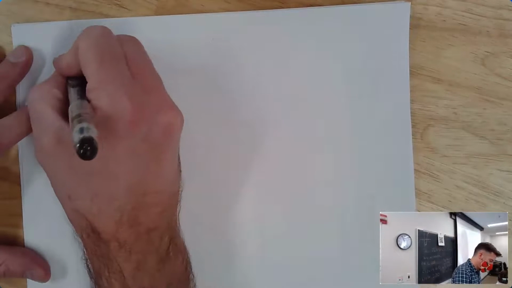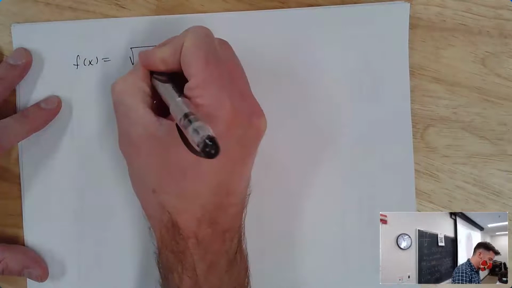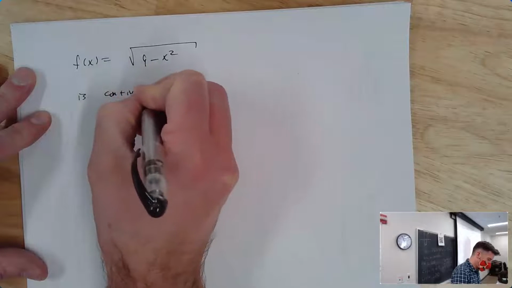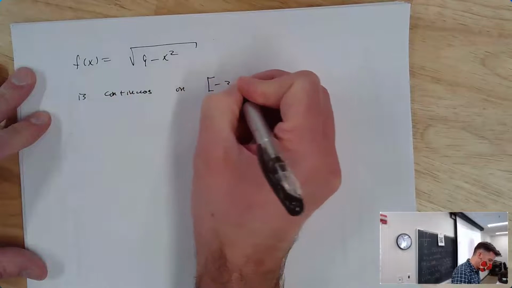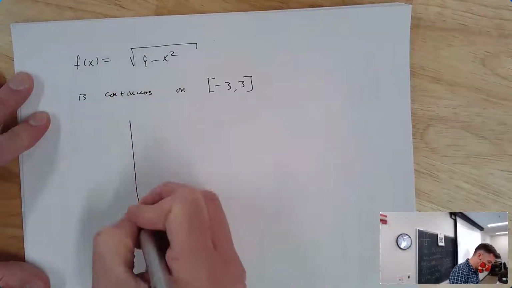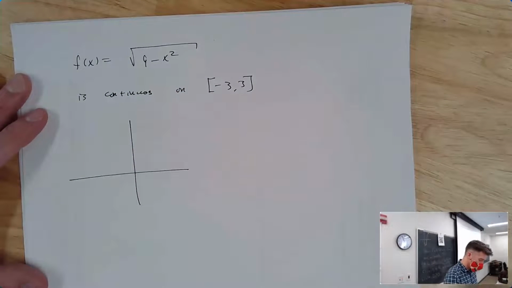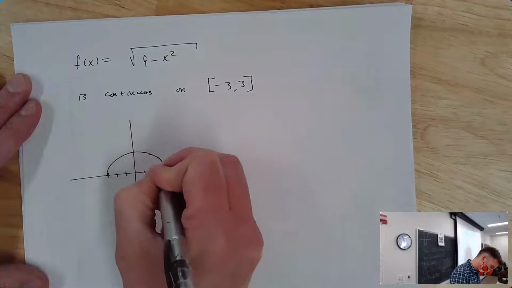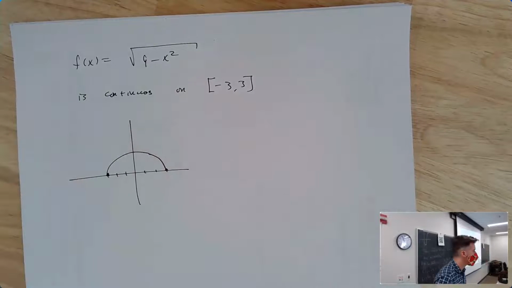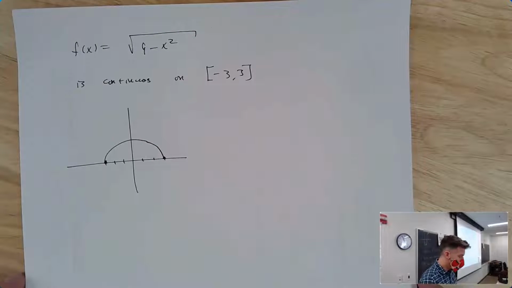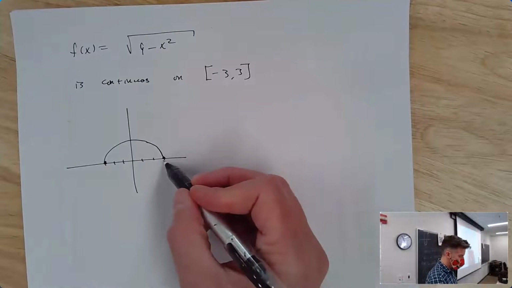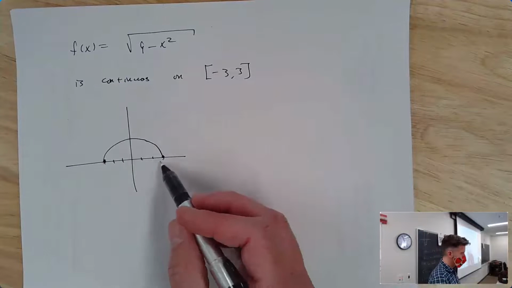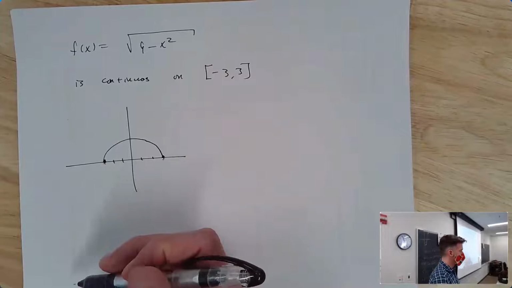So here's an example. We would say that f of x equal to the square root of 9 minus x squared is continuous on the interval from -3 to 3. Here's what it looks like. It's the top half of a circle of radius 3. It looks like that. And we do say that this function is continuous at 3 and continuous at -3, even though it's not defined on the other side of 3 or the other side of -3.